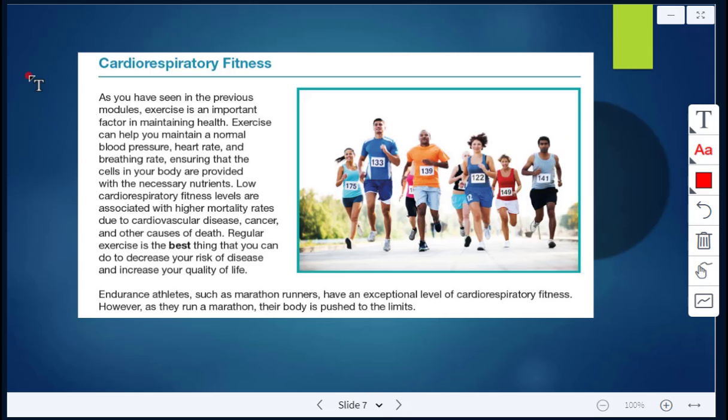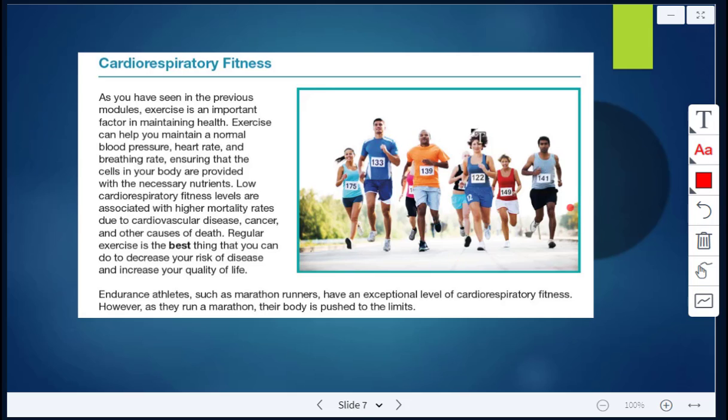Okay, cardiorespiratory fitness. So exercise is an important factor in maintaining health. Exercise helps you maintain a normal blood pressure, a normal heart rate, breathing rate, ensures that the cells in your body are being provided with the necessary nutrients. Low cardiorespiratory fitness levels are associated with higher mortality rates due to cardiovascular disease, cancer, and other causes of death. So regular exercise is important to decrease your risk of disease and to increase your quality of life.